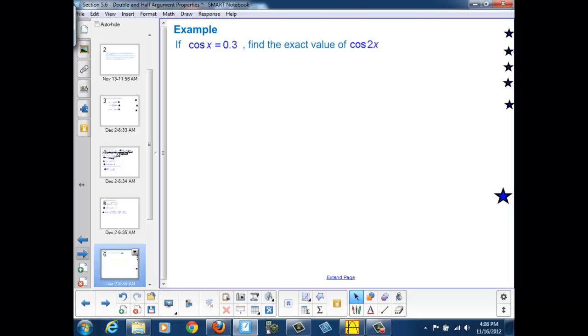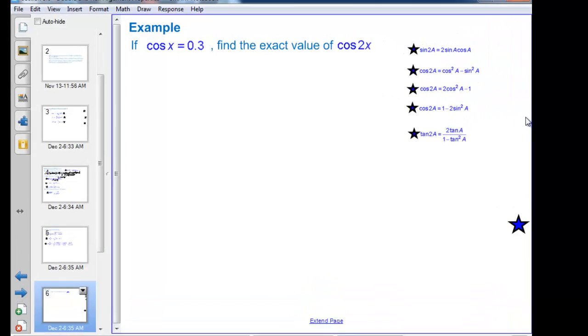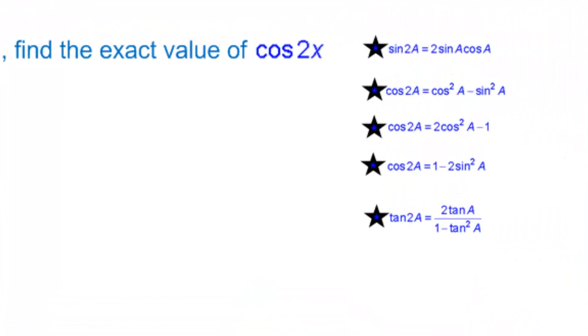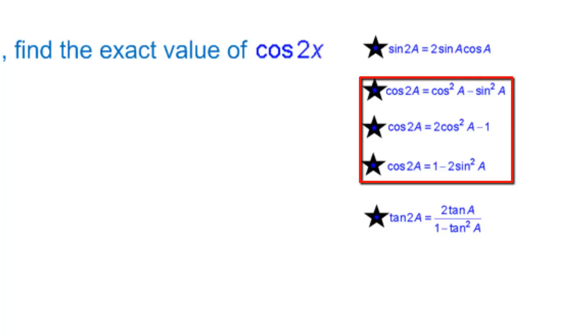Now that we have these whole new set of properties, we can solve a whole new set of problems. For example, if cosine of x is equal to 0.3, find the exact value of cosine 2x. Well, let's pull out the properties we have for double angles, since we're asked for cosine 2x. And we're trying to solve for cosine 2x.